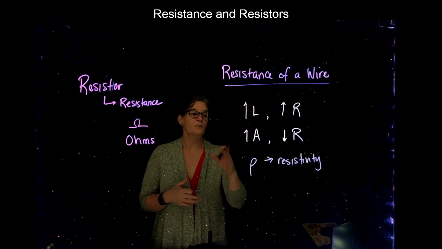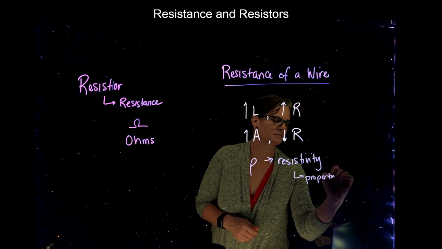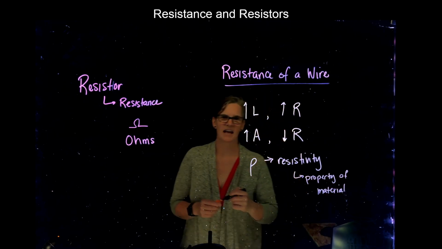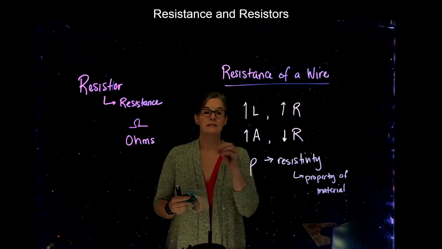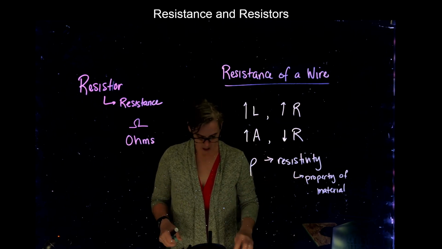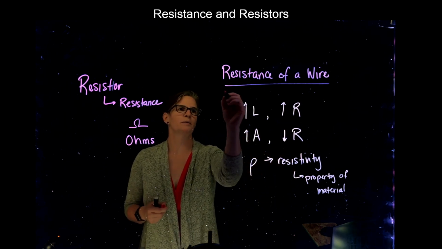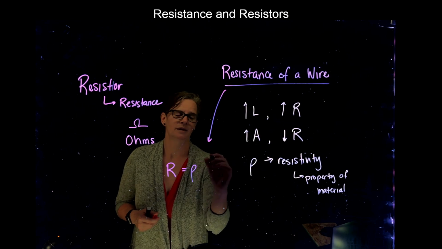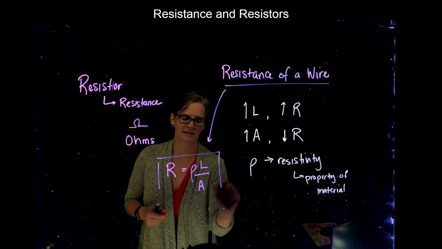All right, so this is the property of the material that the wire is made out of. Okay, so gold versus copper versus silver, different metals, different conductors are going to have a different level of resistivity. So when we put all of this together, we get our equation for resistance in a wire. R is equal to rho times the length over the area. So this is the resistance in a wire.